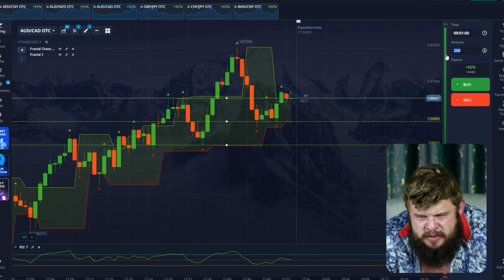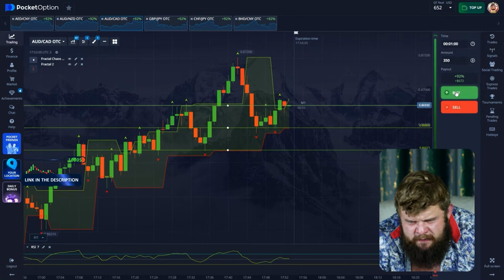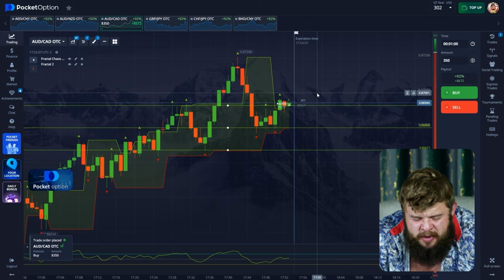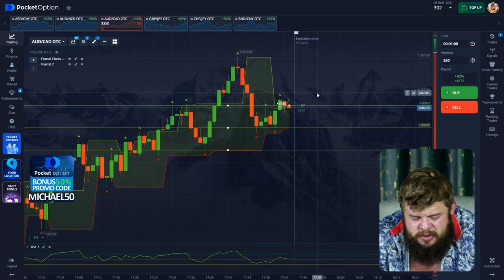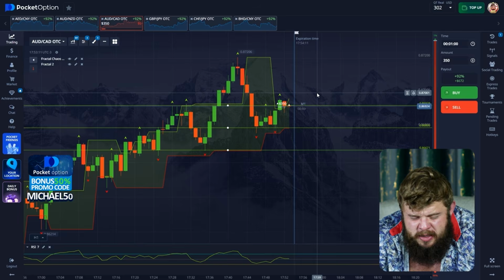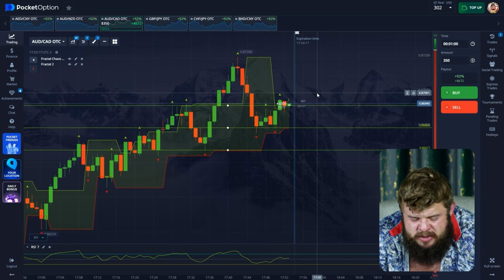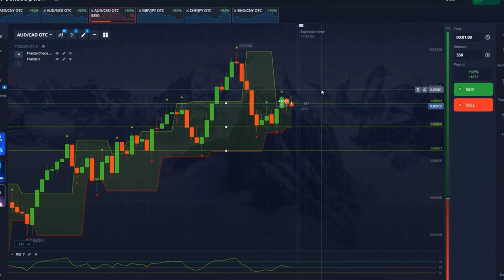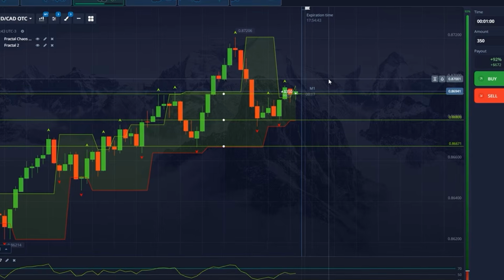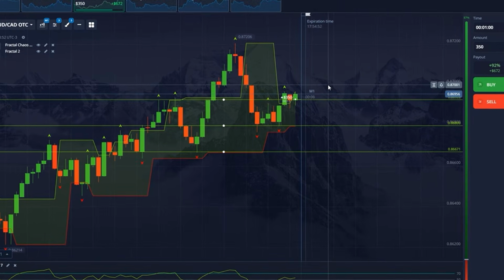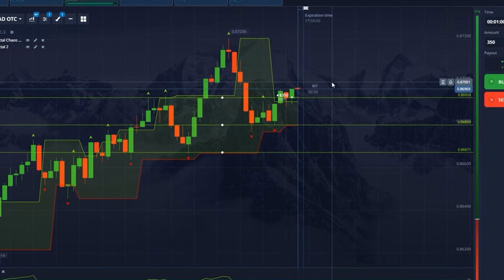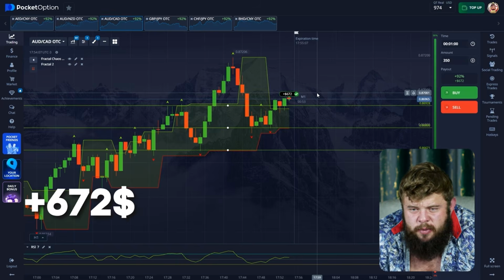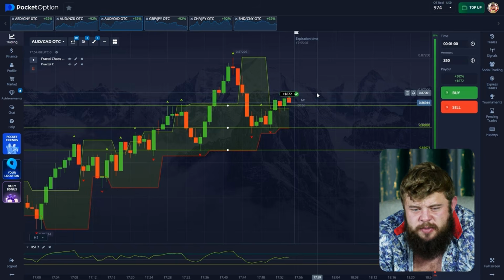Let me switch my investment to $350 and open a buy position here, because according to the divergence in the volumes, we're highly likely to start growing right now, and that's why I have opened exactly a buy position. So it's closed. We have $974 more.